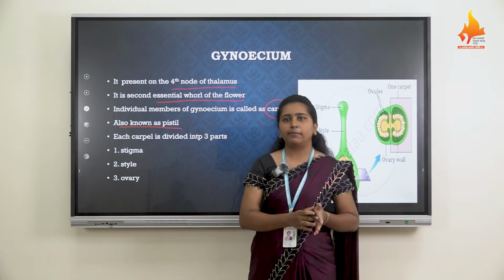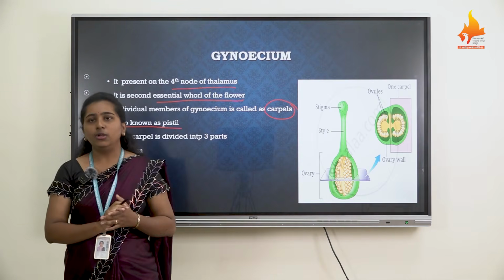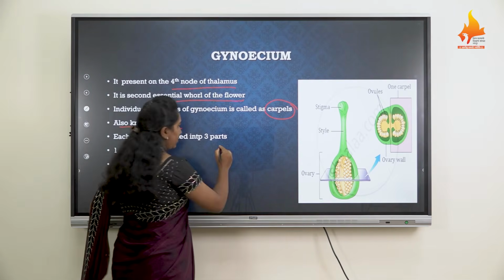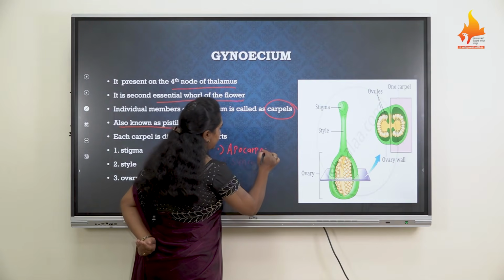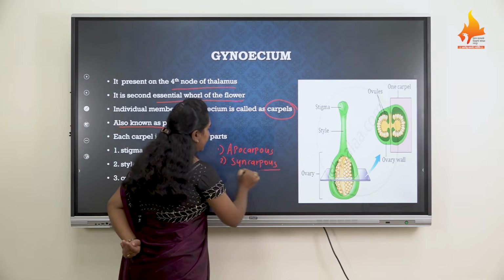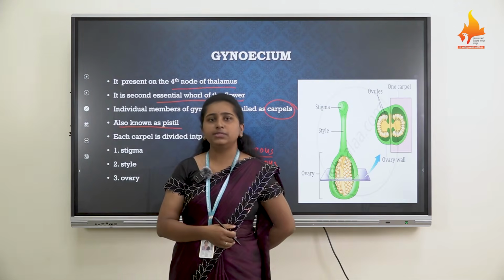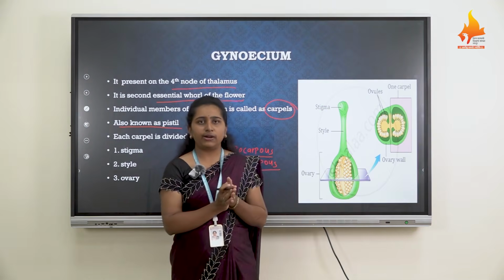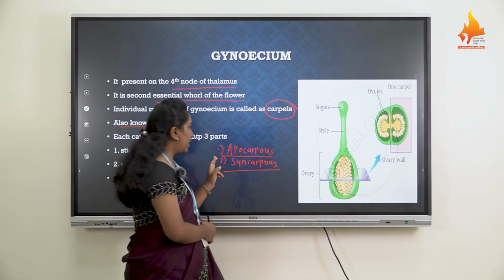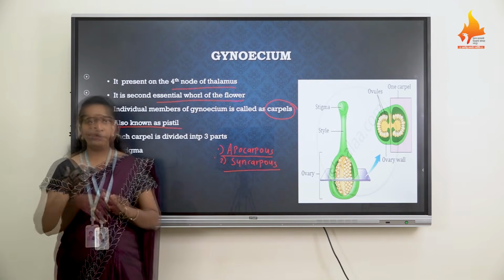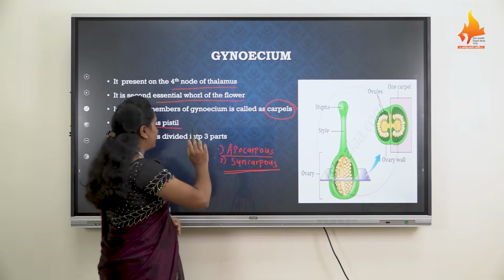On the basis of whether the carpels are fused or free, the gynoecium is divided into two types. What? Apocarpous and syncarpous. So what is meant by apocarpous? Apo means free and carpous means carpel. The flower in which carpels are free is called apocarpous, and the flower in which the carpels are fused is called syncarpous.